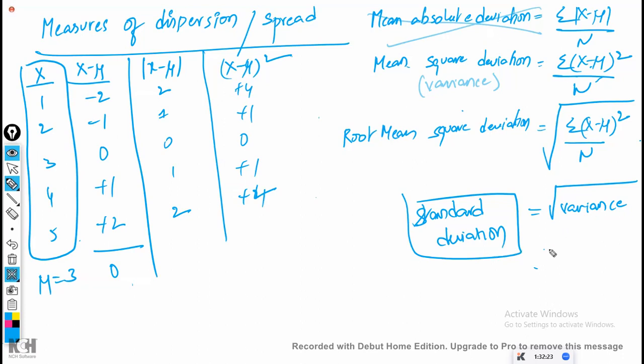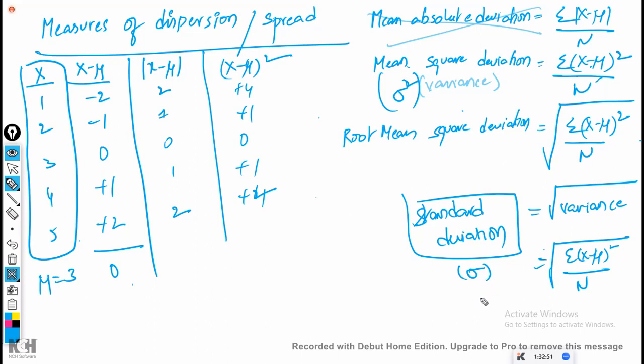Variance means the sum of x minus mu whole square divided by capital N. So variance is given by the symbol sigma square. And standard deviation is given by the symbol sigma, because the square root of sigma square is sigma only, right?